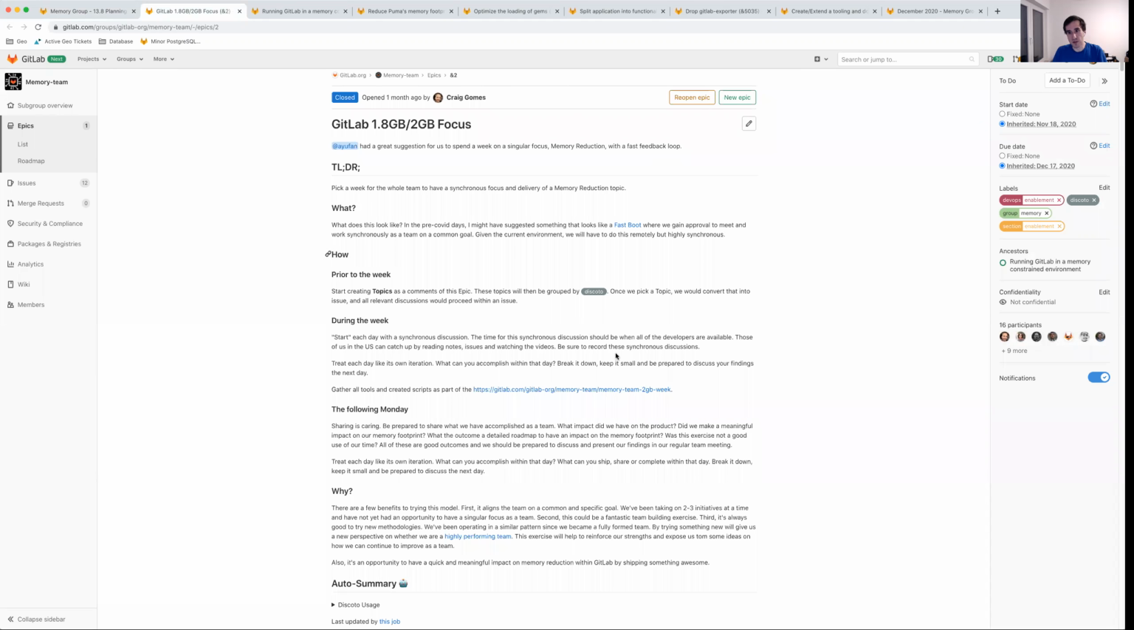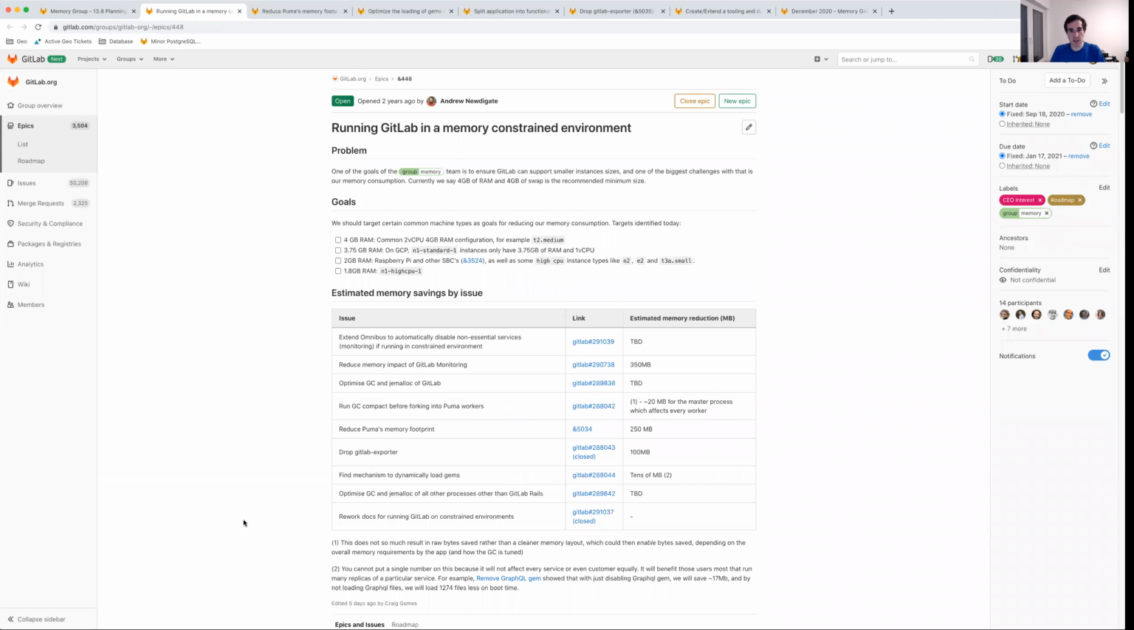So this was an exploratory exercise conducted in a synchronous manner with the team. And as an outcome of that, we've identified several issues with potential memory savings that we're going to work on in the new release 13.8, and ideally, or very likely also beyond that. So I'll walk you through some of the most impactful changes that we will be able to make.